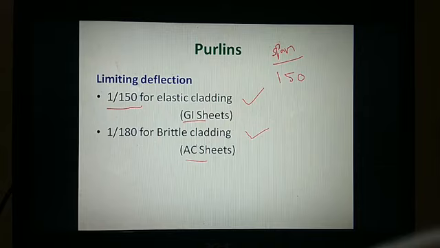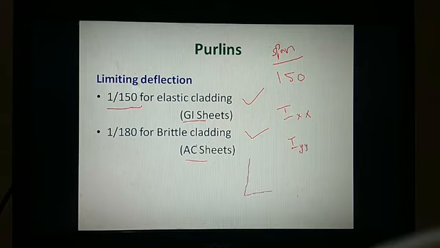Sir, for purlins, how do we decide the major and minor axis? See, what do you mean by major and minor axis? Whenever your moment of inertia is more towards one axis, that will be the major axis, and when the moment of inertia is less towards another axis, that will be the minor axis. That is how you are going to decide.